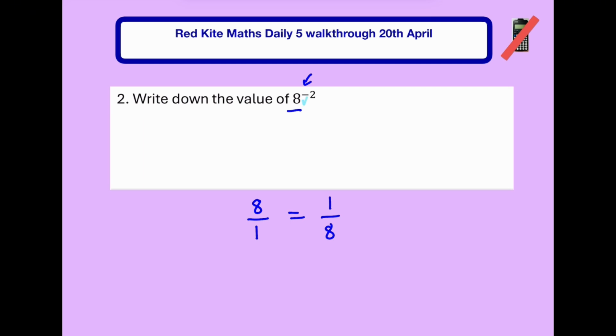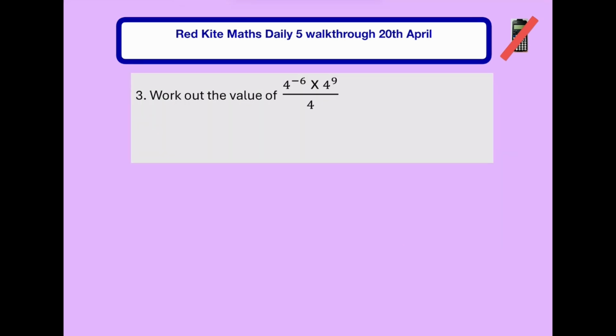But now we need to do this to the power of 2. So I've got to do 1 squared and 8 squared. 1 squared is 1 and 8 squared is 64. So our final answer is 1/64.